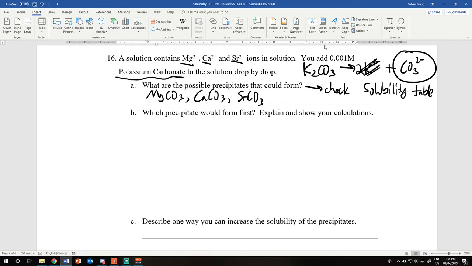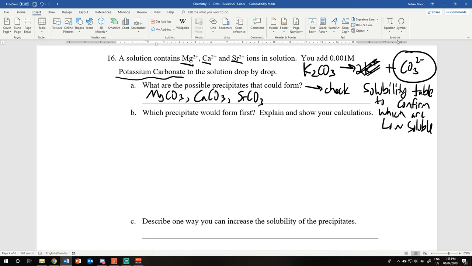So once you've written down the combinations of possible precipitates, check the solubility table to confirm which are low soluble. Okay, so if this was a hydroxide, like potassium hydroxide, you get magnesium hydroxide, calcium hydroxide, and strontium hydroxide. But when you check the solubility table, you'll see that the strontium hydroxide is actually not soluble. Okay, so in this case, this was relatively easy because everything is low soluble with carbonate.